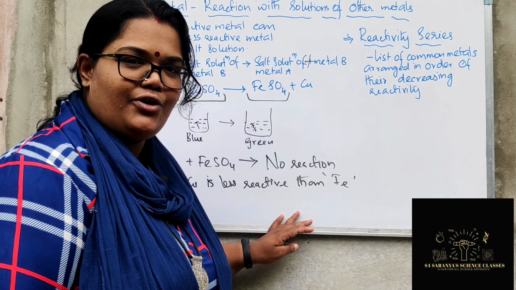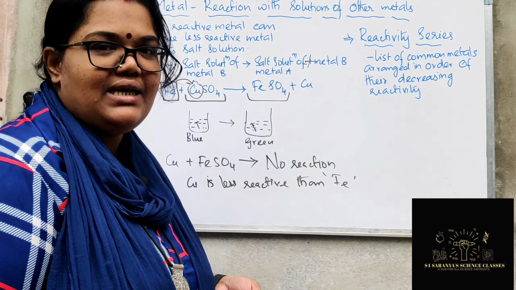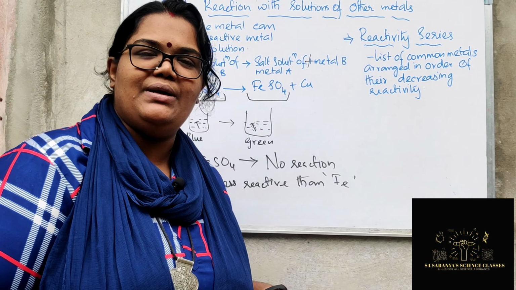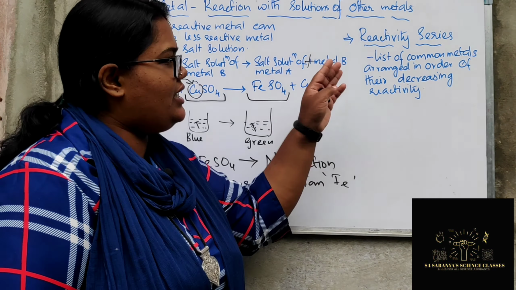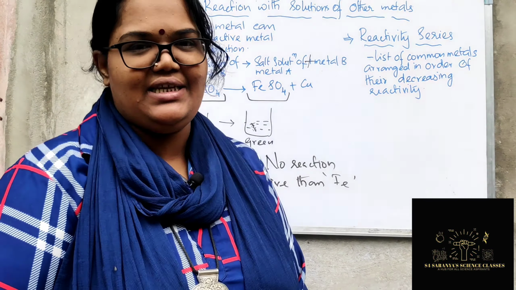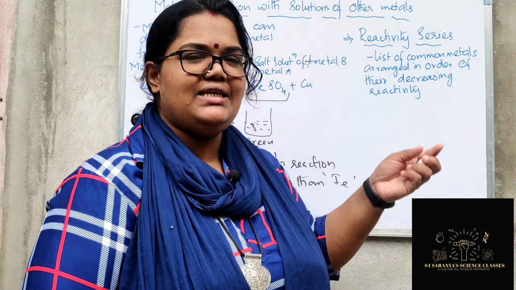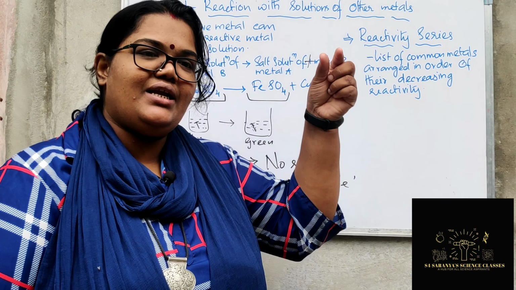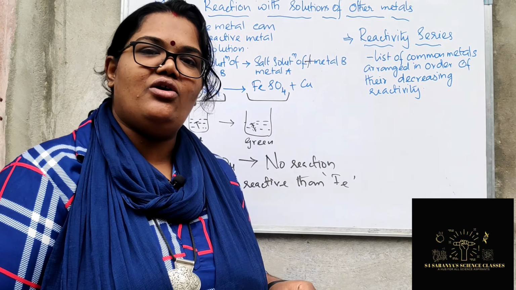It's very helpful for understanding the reactivity of different metals, and it also helps you understand single displacement or double displacement reactions very easily. So here we are going to learn about the reactivity series. What do you mean by reactivity series? The reactivity series is a list of common metals arranged in the decreasing order of their reactivity.